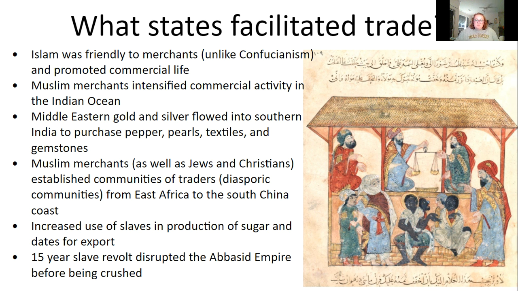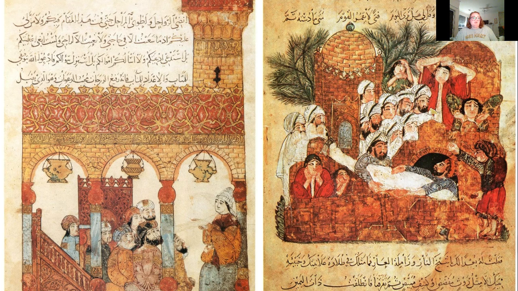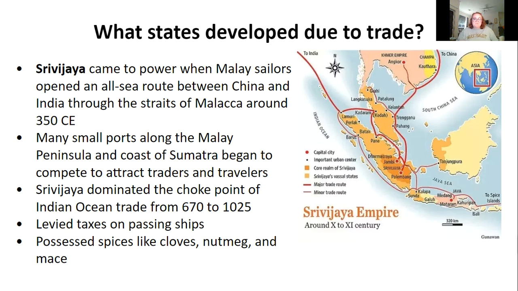And it unfortunately increased the use of slaves, specifically in the production of sugar and dates, all of which were being exported. There would be a 15-year slave revolt that disrupted the Abbasid Empire before it would be crushed.